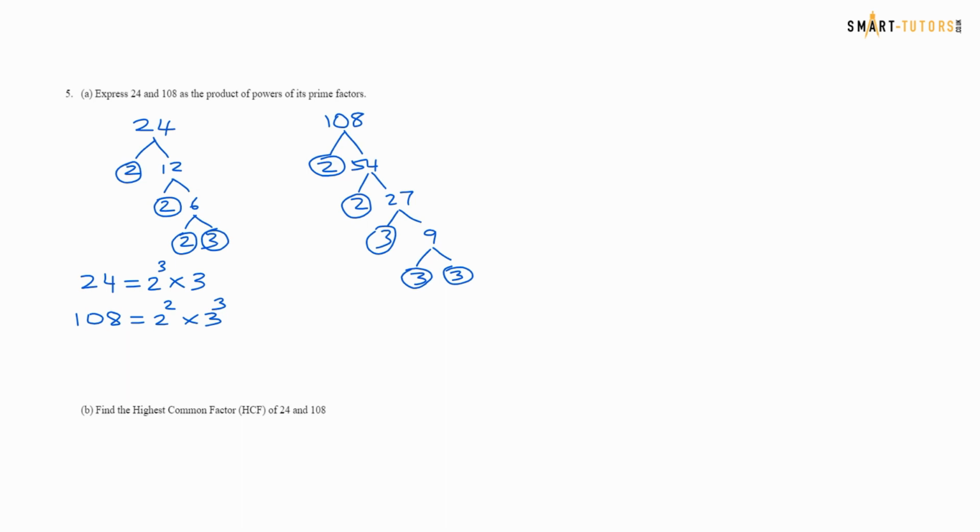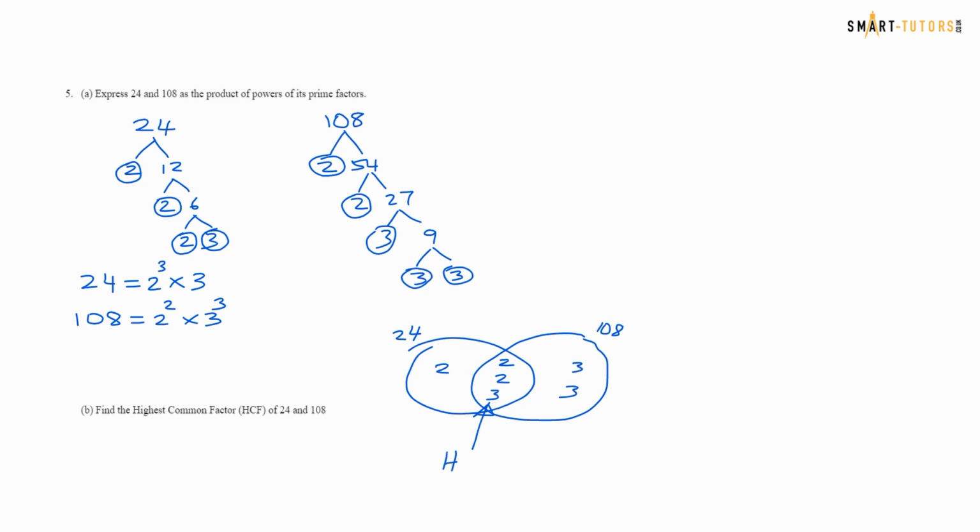Find the highest common factor of 24 and 108. The highest common factor means the numbers coming in the middle intersection section. So two 2s are going to be in the intersection and one of the 3s is going to be in the intersection. This is the 24 circle and this is the 108 circle. For the 108, two 2s in the middle, one of the 3s, and two 3s are going to be here. So the HCF is going to be 2 times 2 times 3, which is 12.